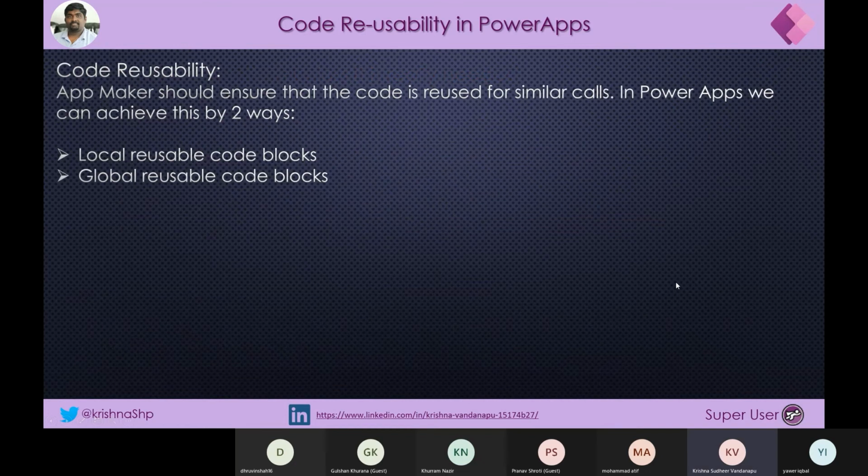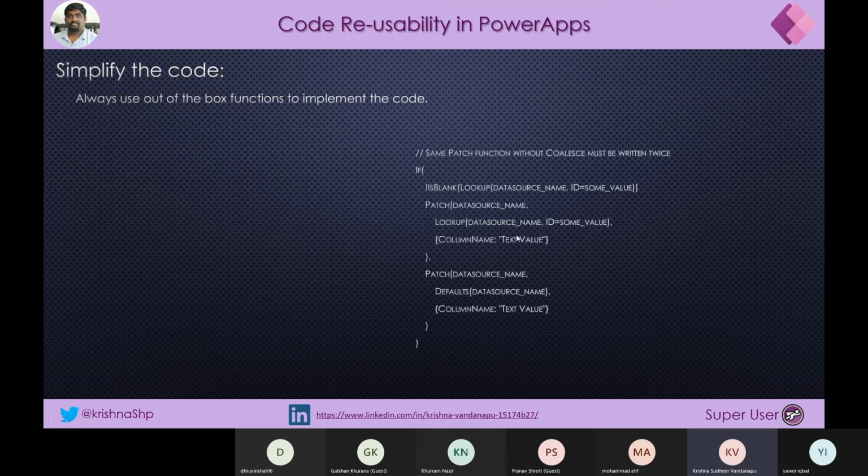In code reusability, I call it two levels: local code reusability and global code reusability. If I want to reuse the code at the screen level, I call that local reusable code blocks. And if I want to create code on one screen and use it across my app, I call that global reusable code blocks. Having said that, here is how that works.